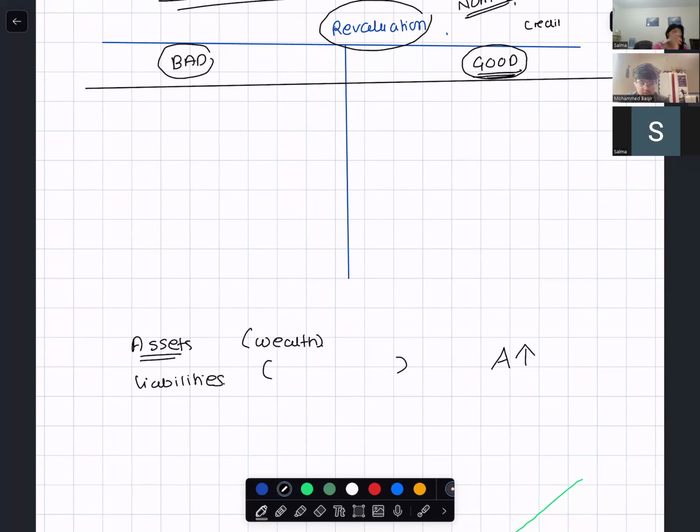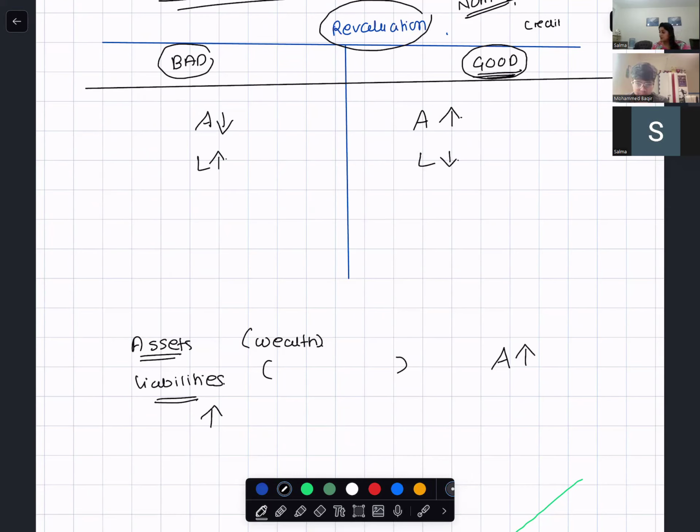That's a good thing because an asset is treated as wealth. So value is going up. If the value of the asset is going down, is it a good thing or a bad thing? A bad thing. If the money that you are supposed to pay, your liabilities, is going up, is it a good thing or a bad thing? Bad thing. So liabilities going up is a bad thing. Liabilities going down is a good thing. Very good.